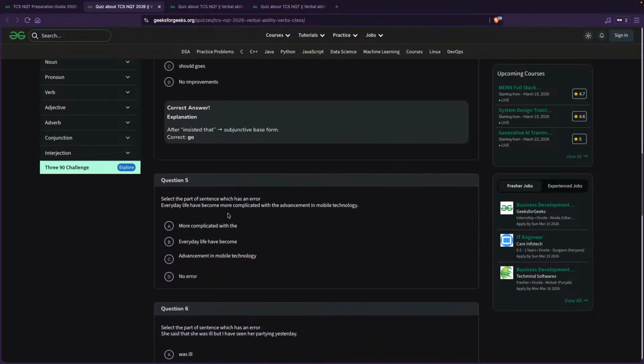Select the part of the sentence which has an error. Everyday life has become more complicated with the advancement in mobile technology. Whenever they say everyday life, you should assume that it is singular. I'll go with everyday life have become. I think it should be has.